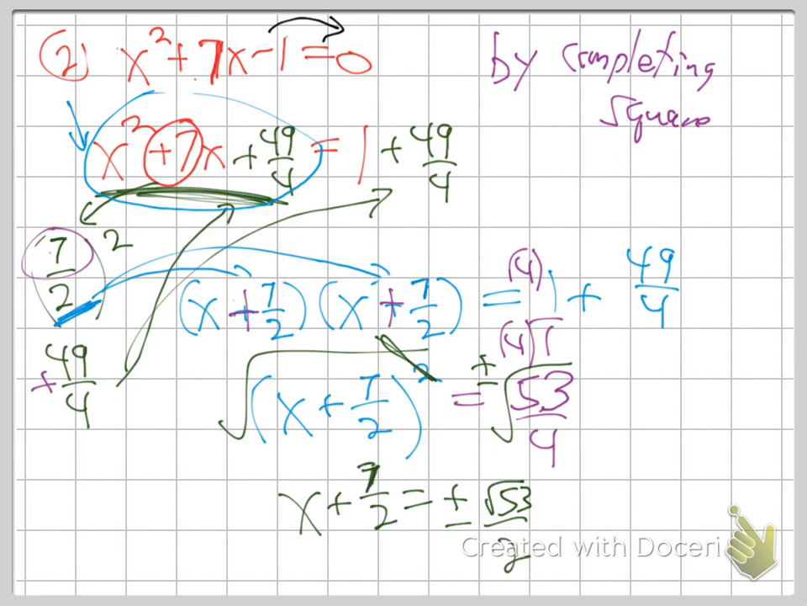Now we've almost got x alone. Last step to get x alone: just jump that 7 halves over. So x equals negative 7 halves, right? Plus or minus square root of 53 all over 2. That's the method of completing the square.